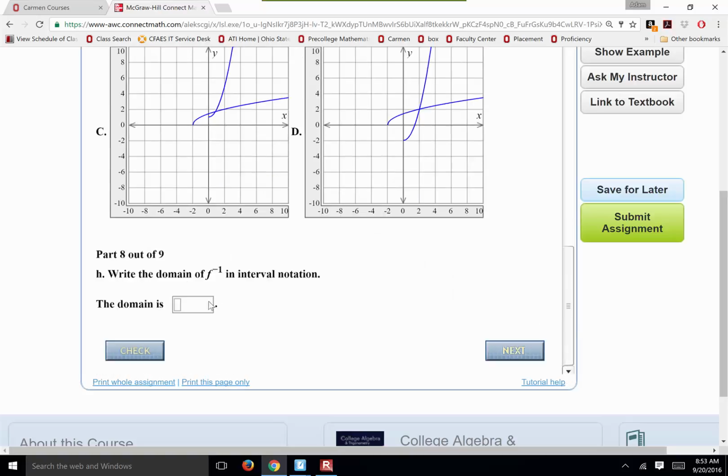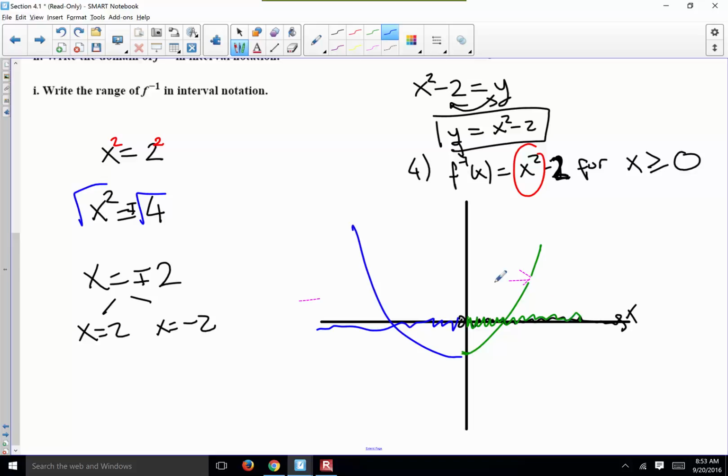And finally, write the domain of F inverse in interval notation. Again, you can determine it from the graph. This is F inverse. Its domain, that green line's domain, is this. Just press it down to the x-axis. This is F inverse, and its domain is this part.